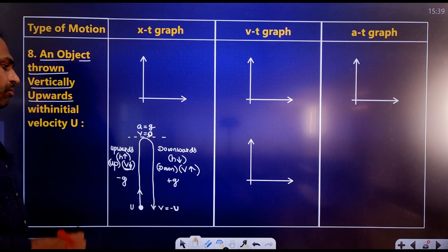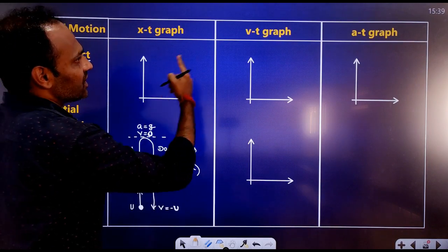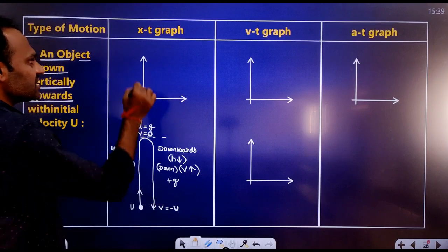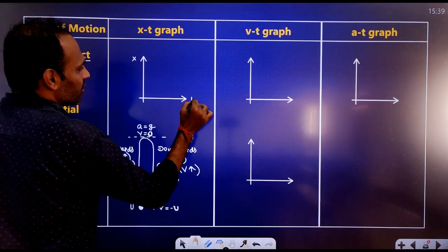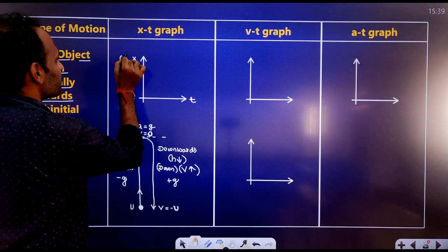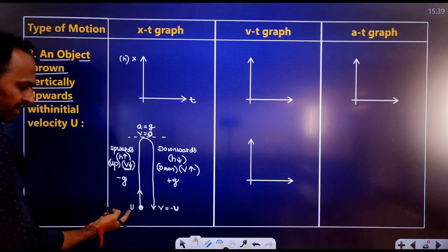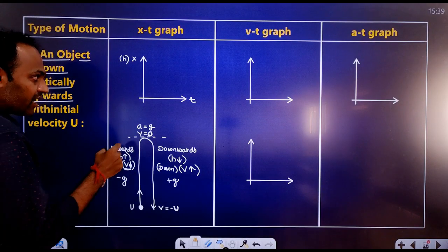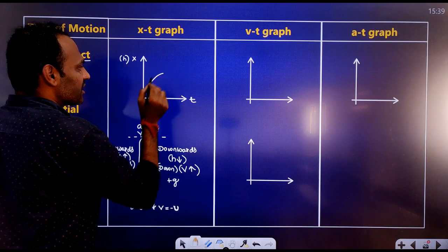Okay, that's why by looking at these facts we have to draw the xt graph, vt graph and at graph now. See, xt graph means here we should take x as height. X itself is height, correct? Okay, when it is moving upwards, what is happening for the height? Height is increasing.